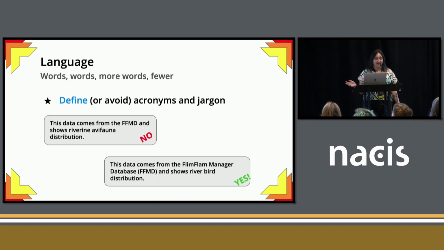Defining or avoiding acronyms and jargon. So: this data comes from the FFMD and shows riverine avifauna distribution. That example comes directly from plainlanguage.gov, not the flim-flam part, but the riverine avifauna. Better: this data comes from the flim-flam manager database, FFMD, and shows a riverbird distribution. And then in the future, once you've defined the acronym, you can use FFMD later, but you've defined it once, so people know what it means, and we don't assume that they know what that means.